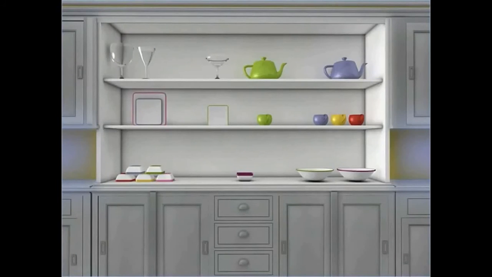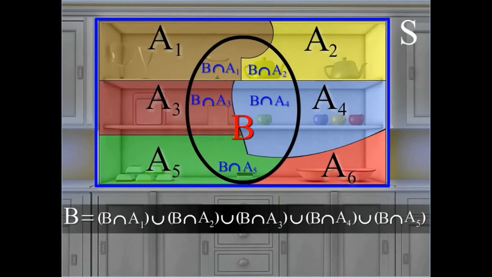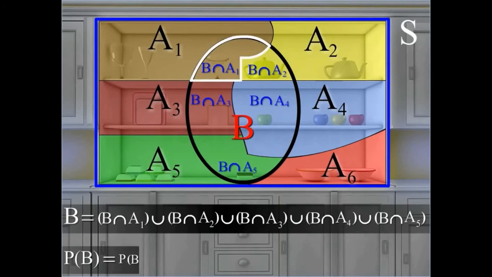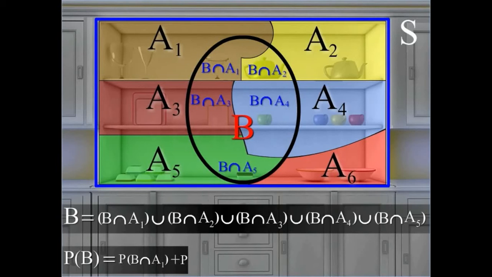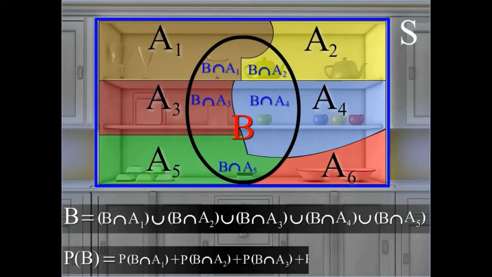Thus, according to the addition law of probability for mutually exclusive events, you get probability of event B is equal to probability of B and A1 plus probability of B and A2 plus probability of B and A3 plus probability of B and A4 plus probability of B and A5.